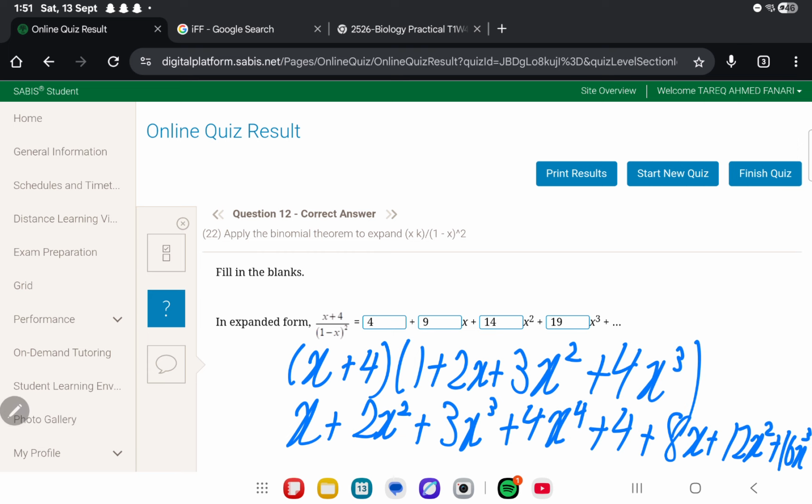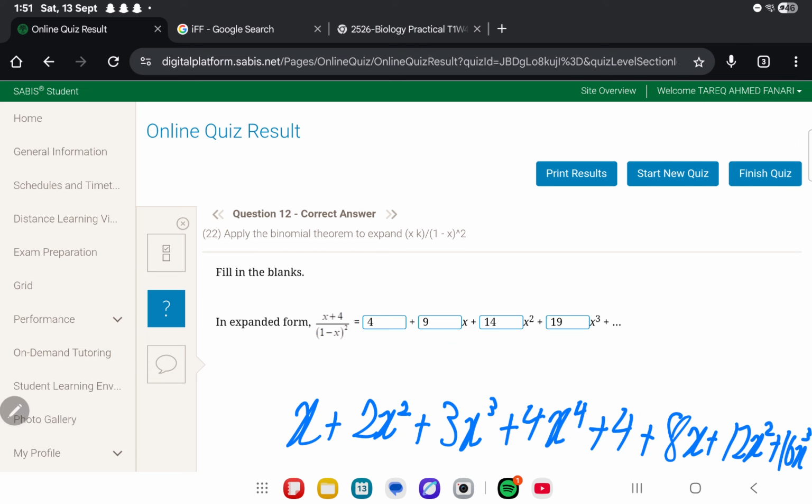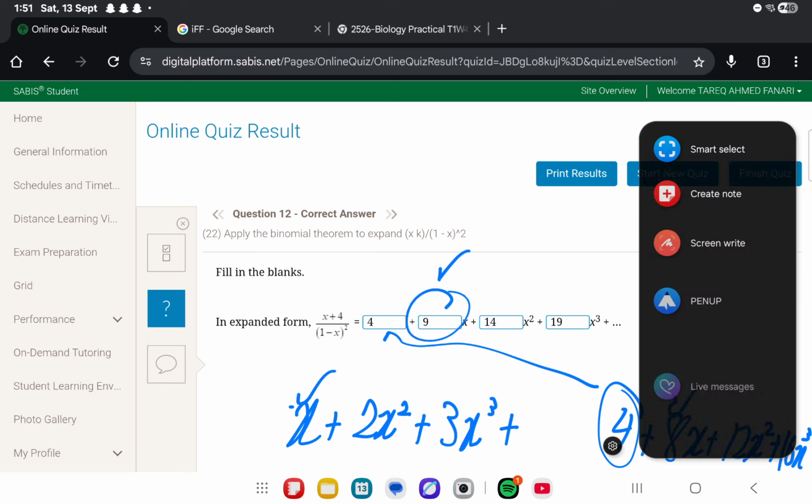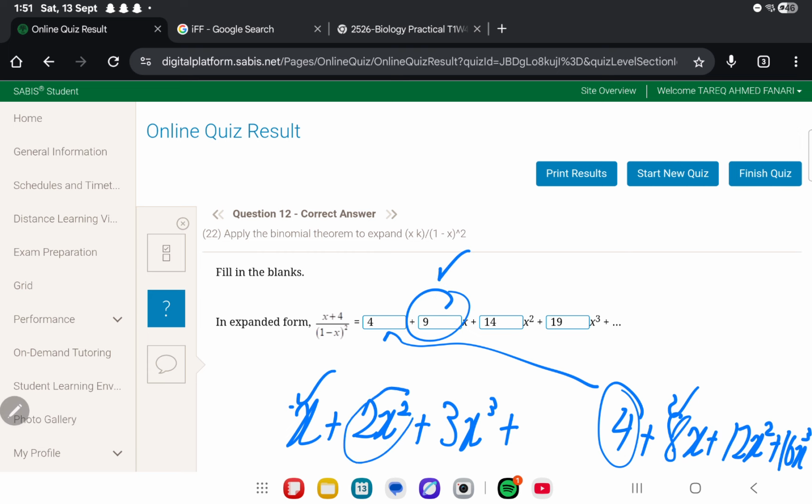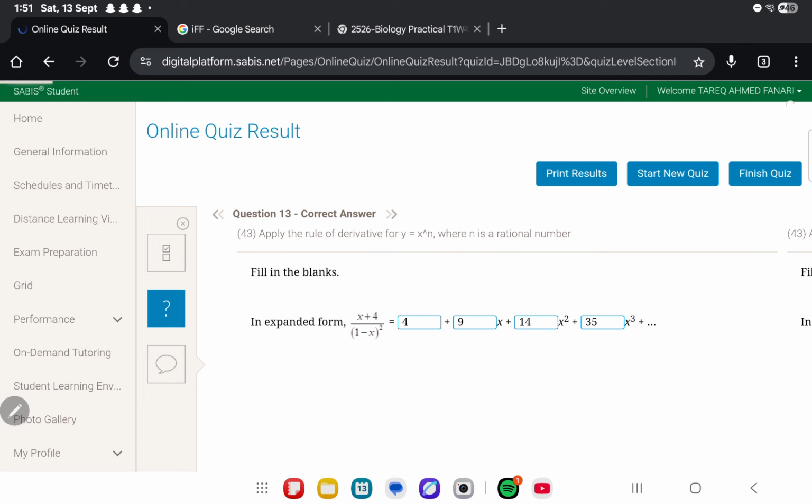Okay, I'm going to erase all of this at the top. I don't need this for x to the power of 4. So the constant term is going to be 4 because we have nothing else to match it with. Now, x plus 8x, 9x. 2x squared, 12x squared, 14x squared, done. 3x cubed and 16x cubed, 19x cubed. That's done.